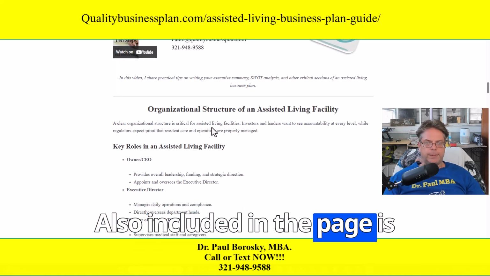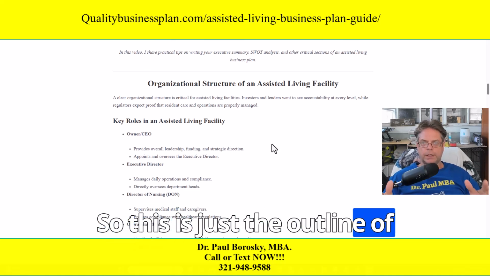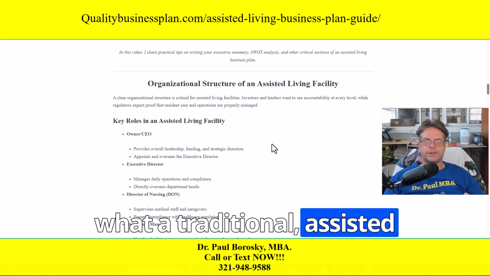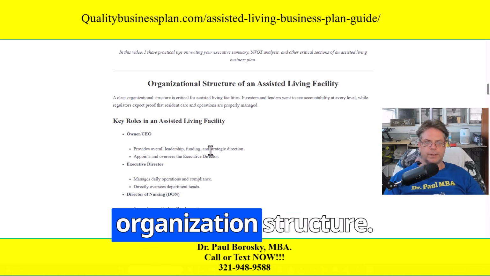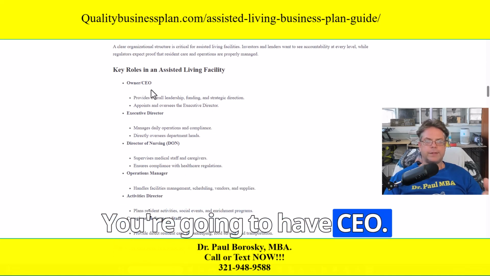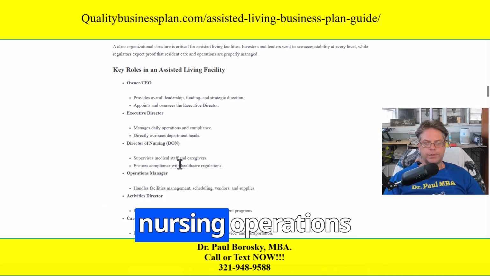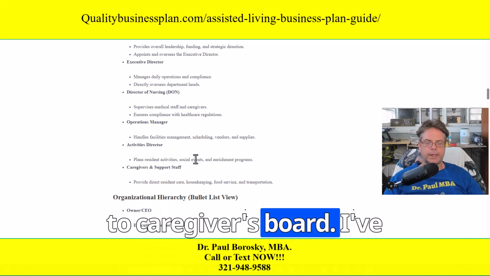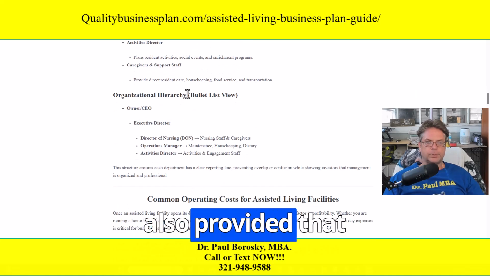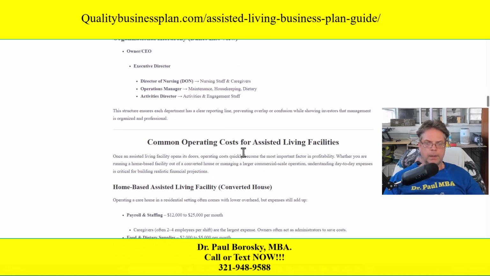Also included in the page is organizational structure. This is the outline of what a traditional assisted living facility looks like from an organizational structure perspective. You're going to have your CEO, the executive directors, director of nursing, operations manager, all the way down to caregivers and support staff. I've also provided that information in a bulleted hierarchy list.